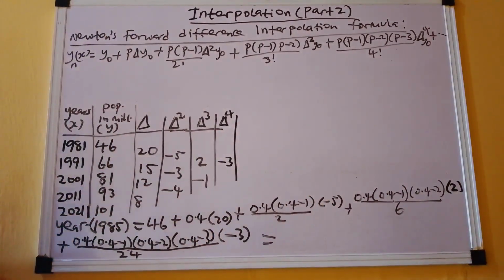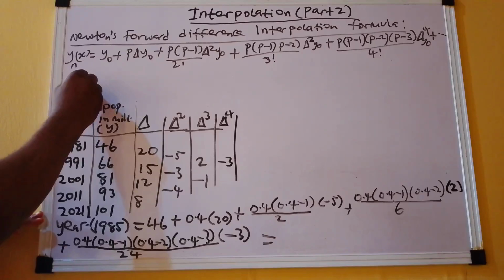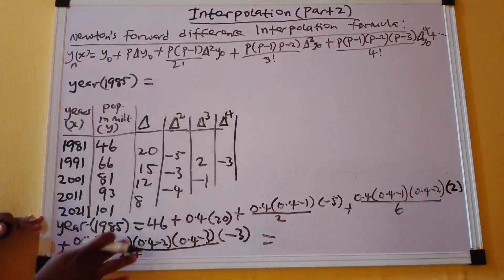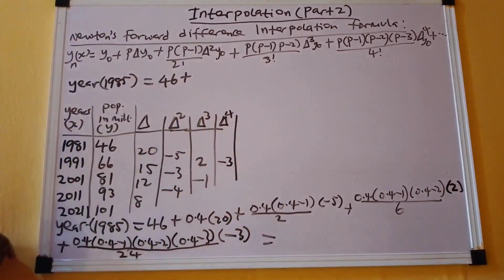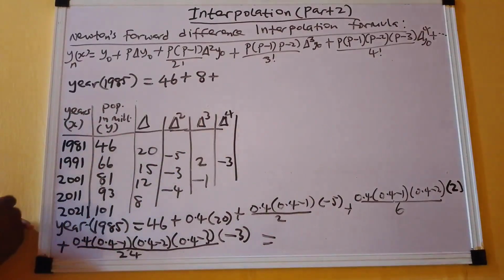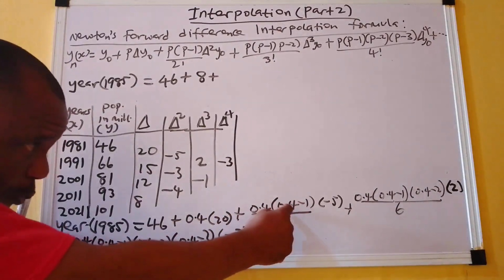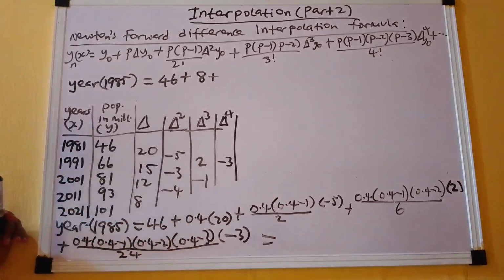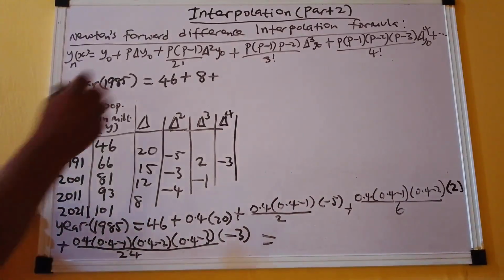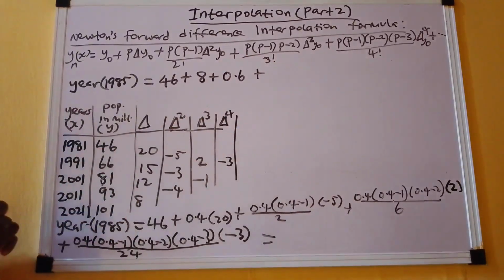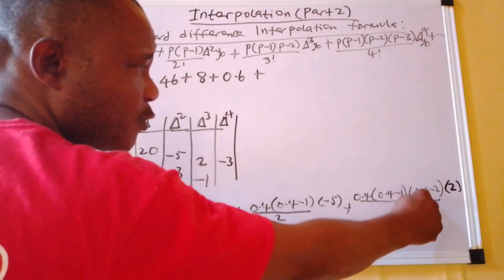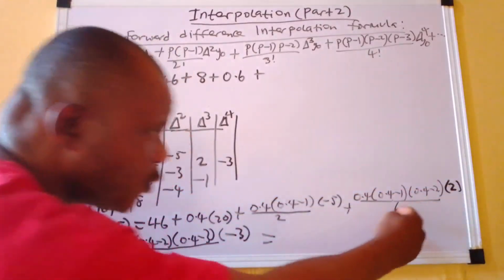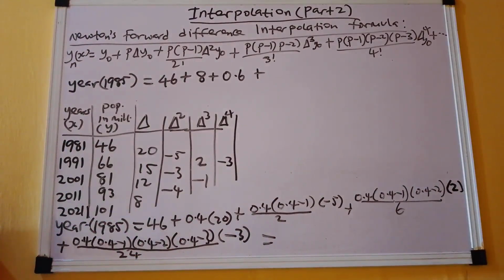Now, if we are to continue, our Y of year 1985 will now be equal to, the first value there is 46, plus now 0.4 times 20 will give you 8, plus 8, plus, if you carry out this arithmetic, 0.4 minus 1 times minus 5 times 0.4 divided by 2, you are going to get 0.6, plus, then you carry out this one, 0.4 minus 1 into 0.4 minus 2 into 0.4 multiplied by 2, then you divide it by 6, you are going to get 0.128.